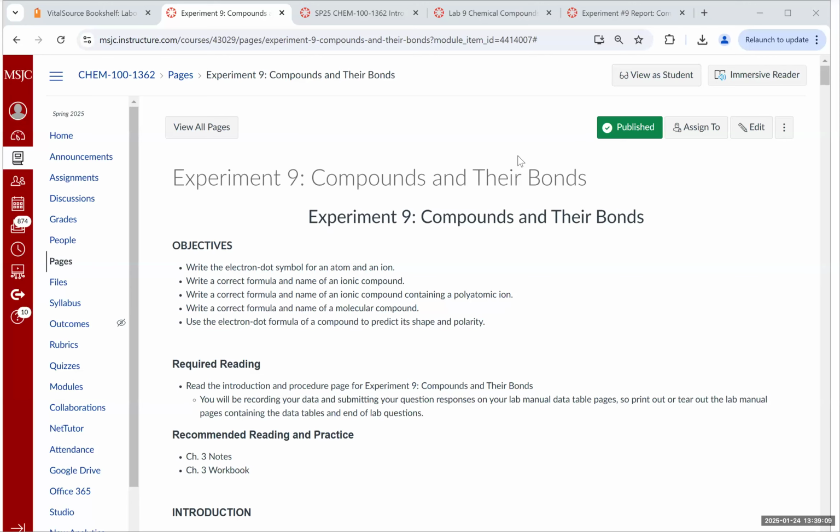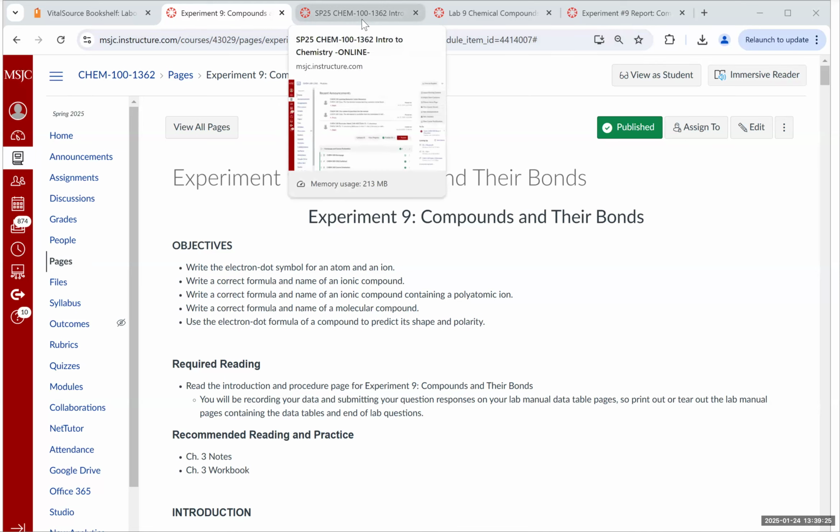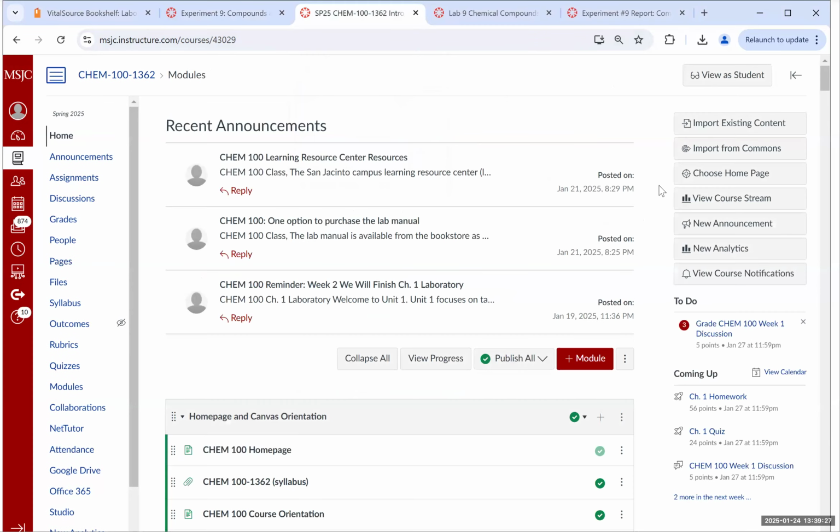Okay, so let's get started with our discussion of Experiment 9. This will be a run-through of the Experiment 9 virtual laboratory for Chem 100. So first and foremost, let's discuss where we find the Experiment 9 lab pages and Experiment 9 assignments.